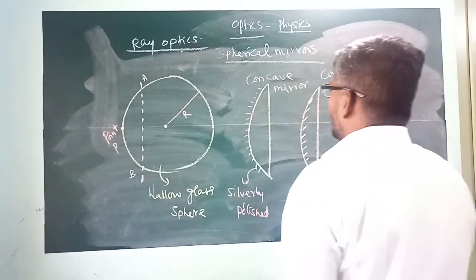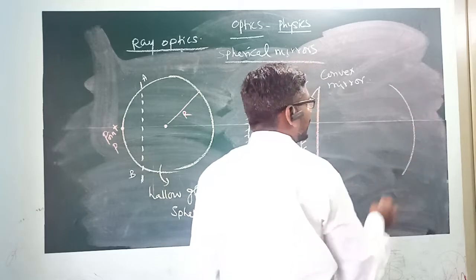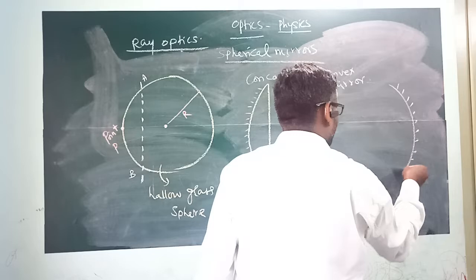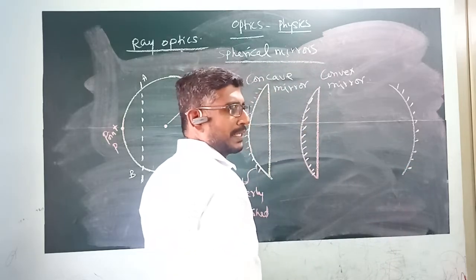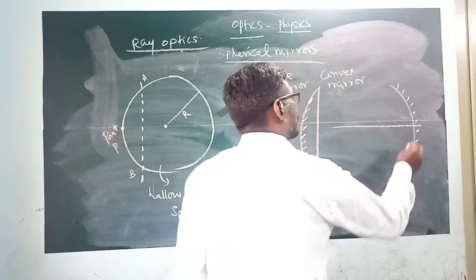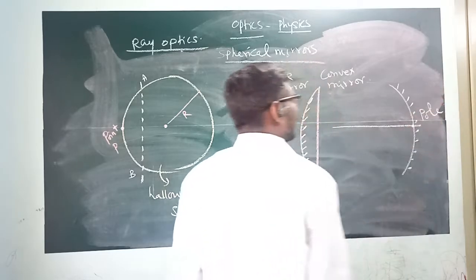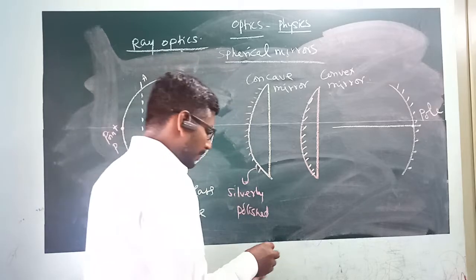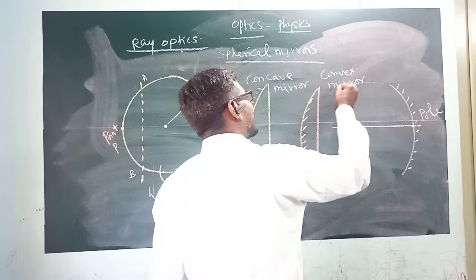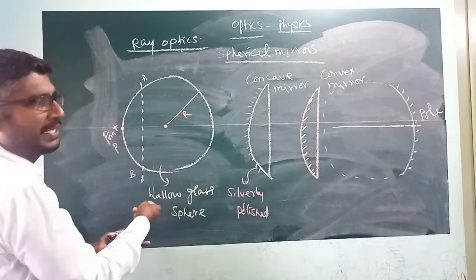See here, this is my concave mirror. If I draw a line like this, this point P you call the pole. This concave mirror surface is made out of a circle. So this is my circle.